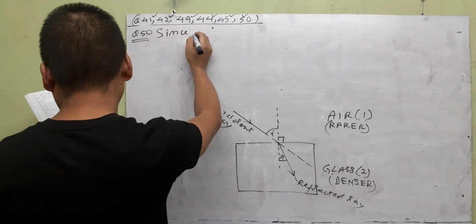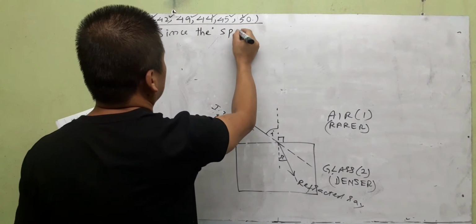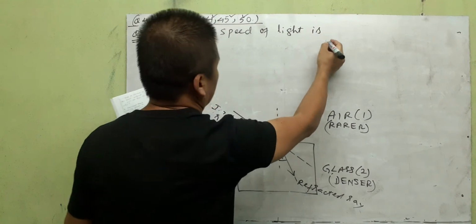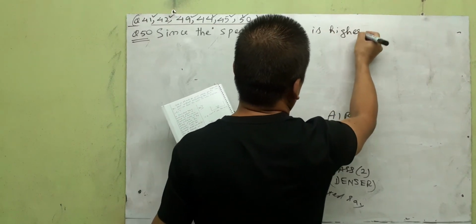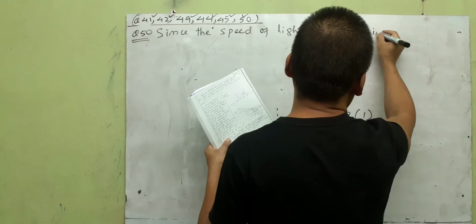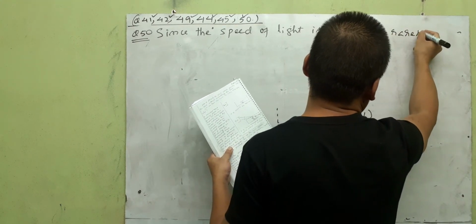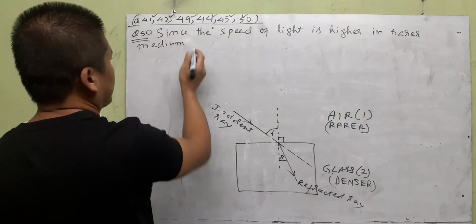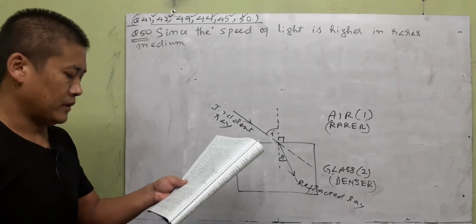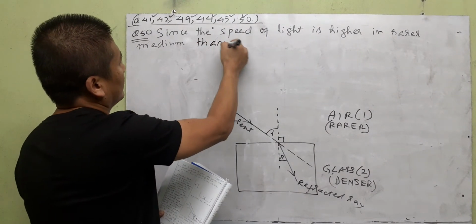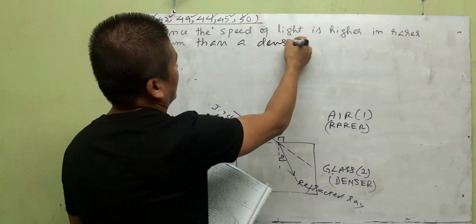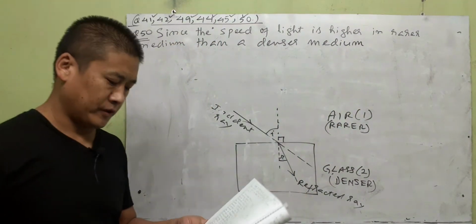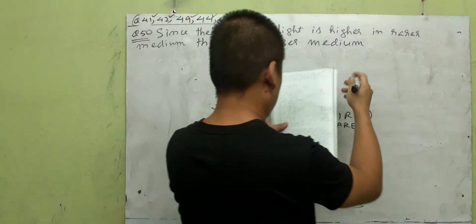Since the speed of light is higher in a rarer medium. We learned that just a moment ago. The speed of light is always higher in a rarer medium and slower in a denser medium. This is the reason why we observed the previous two phenomena.